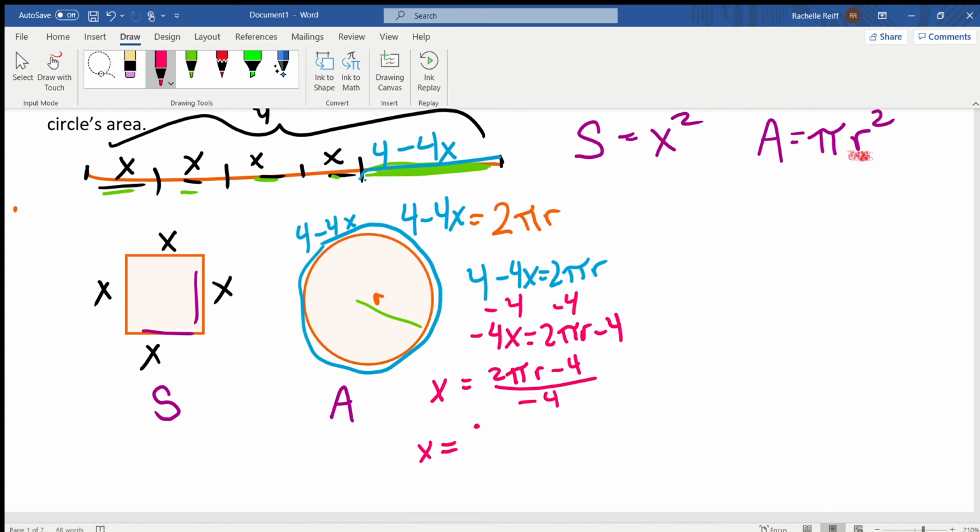So that means 2 pi r divided by -4 plus -4 divided by -4, sorry, -4 divided by -4 is 1. Sweet. 2 divided by -4 is -1/2. And then I'm going to rearrange these a little bit to look like that.